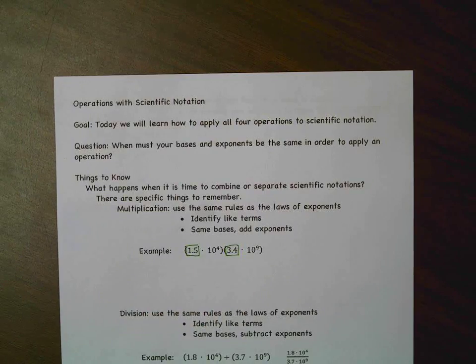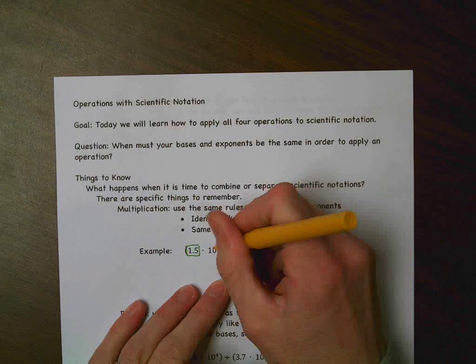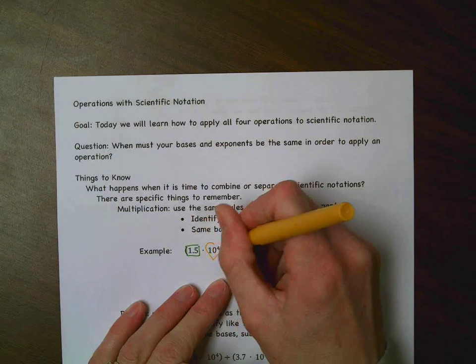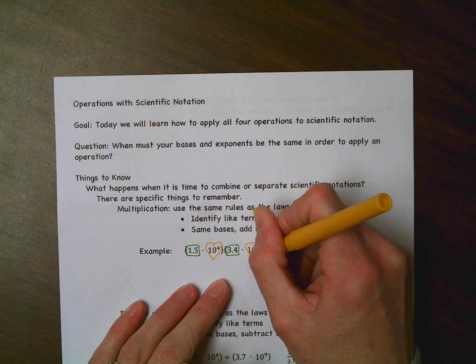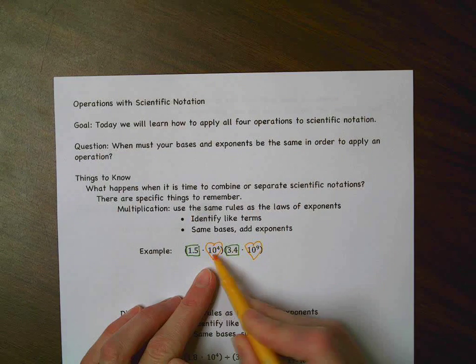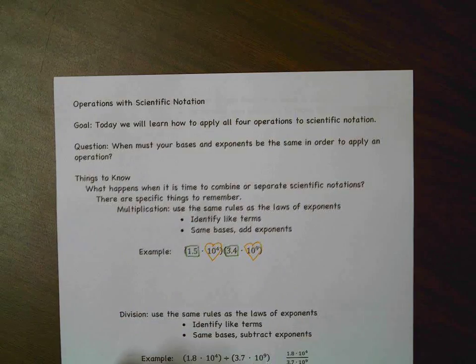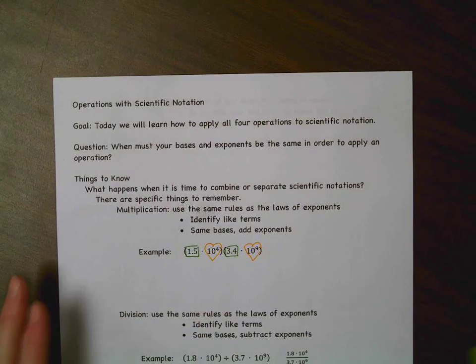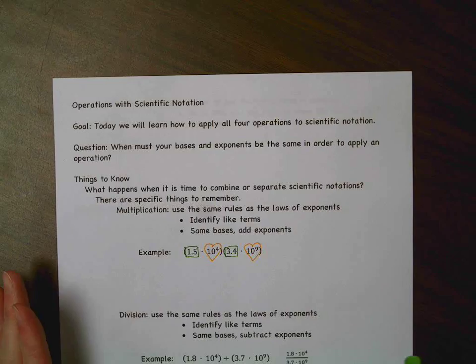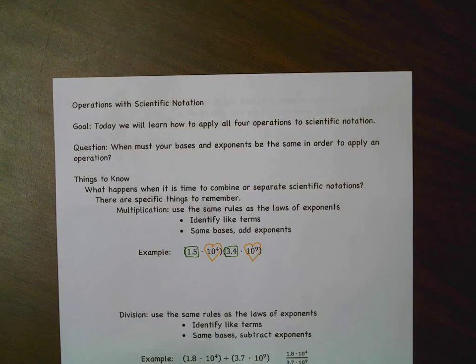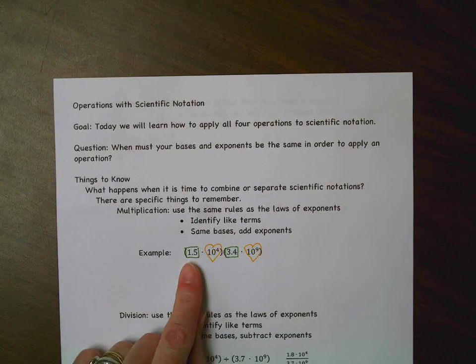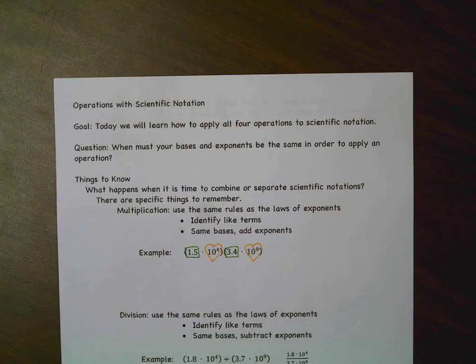However, these guys over here, I would say, are like terms with each other also. The reason why I would say they are like terms is because they're both powers of 10. Okay, so that makes them alike. So basically, what you're going to do is combine the ones that are alike, and you're going to follow the rules to do that. Well, how do you multiply a decimal by a decimal? Well, that's very simple.